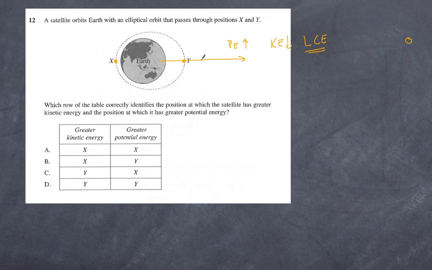But of course the kinetic energy must be greater at X than at Y, simply because it has less potential energy. So if you look at the responses that we have here, the greater kinetic energy is at X. The greater potential energy is at Y. And so therefore our only answer can be B.